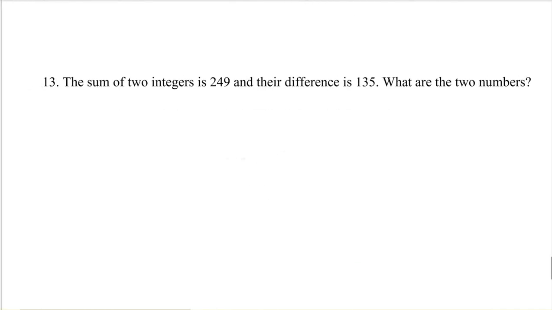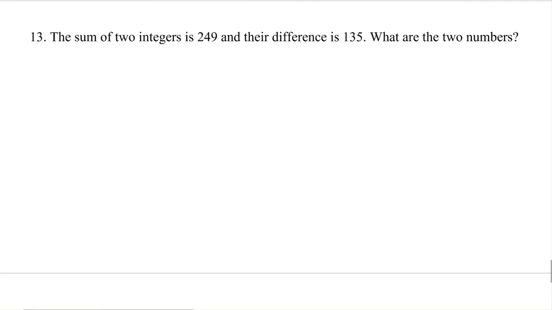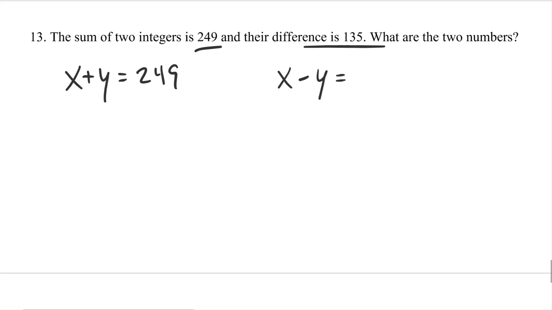And our last problem, the sum of two integers is 249 and their difference is 135. What are the two numbers? So we've got x plus y equals 249. Their difference is 135. So x minus y equals 135. So what can we do?